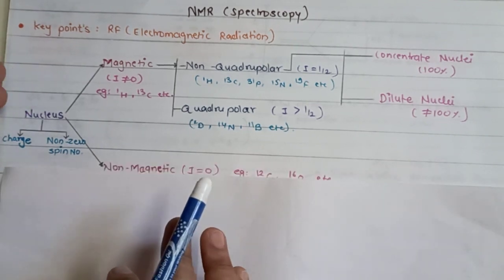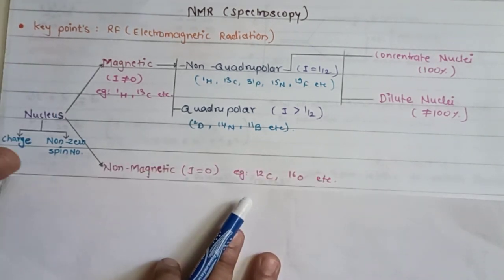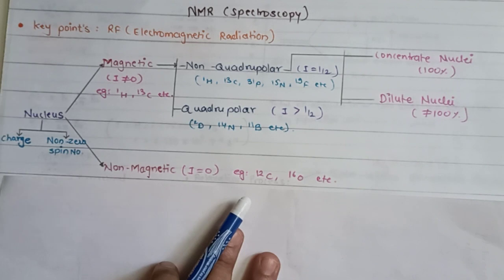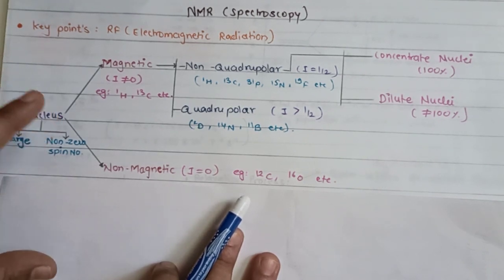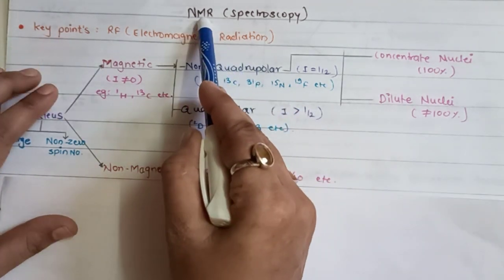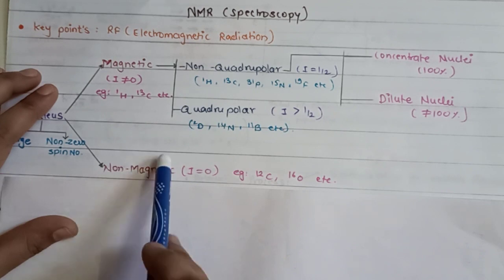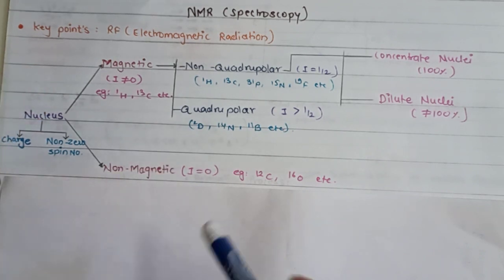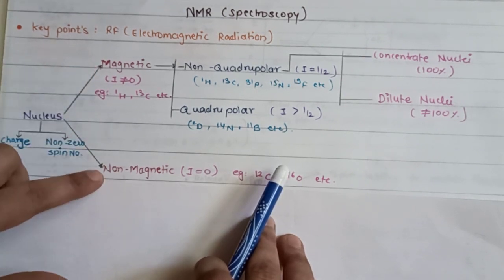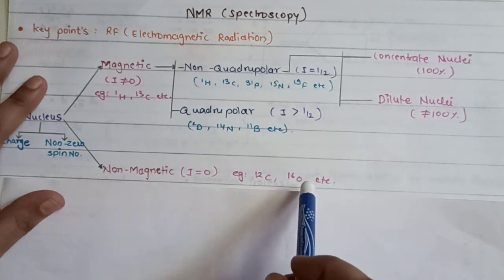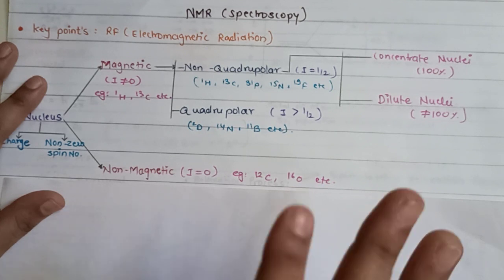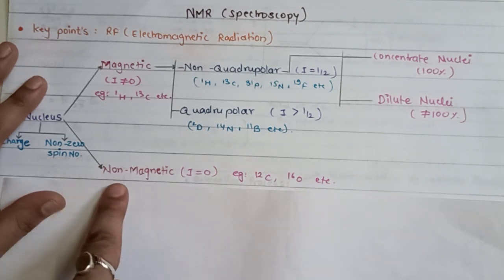Now further, nuclei are categorized into mainly two parts depending upon their spin quantum number I: magnetic and non-magnetic nuclei. But for NMR spectroscopy, we are going to focus on magnetic nuclei, because we have to study nuclear magnetic resonance spectroscopy. We are not interested in the non-magnetic ones. Now how do we distinguish which nuclei are magnetic and which are non-magnetic? The first condition you should remember: whichever atomic mass number is easily divisible by 4, those nuclei we consider non-magnetic.